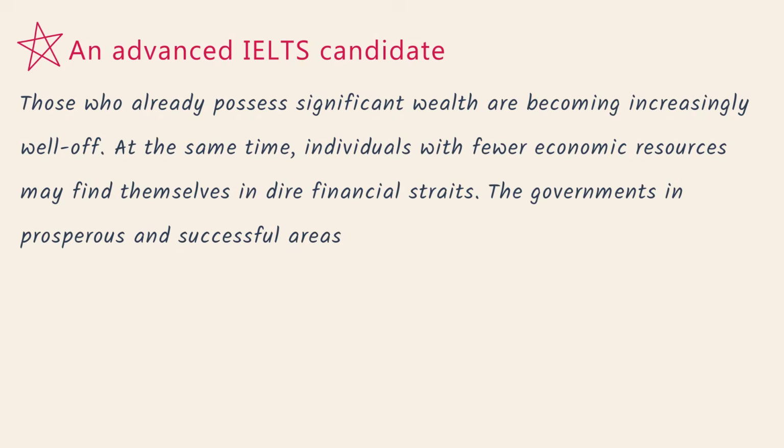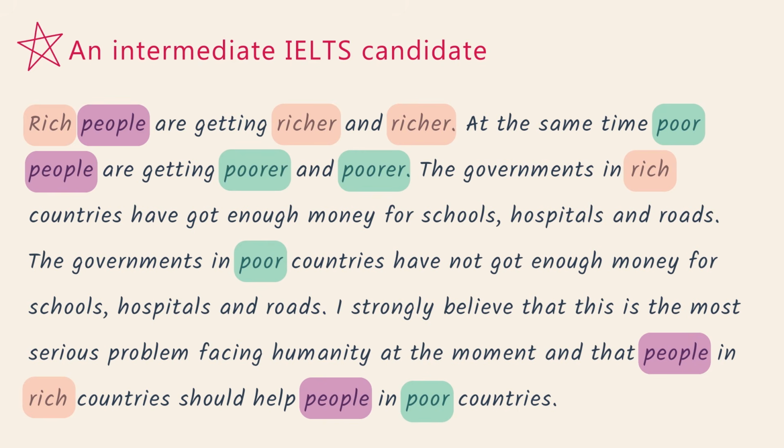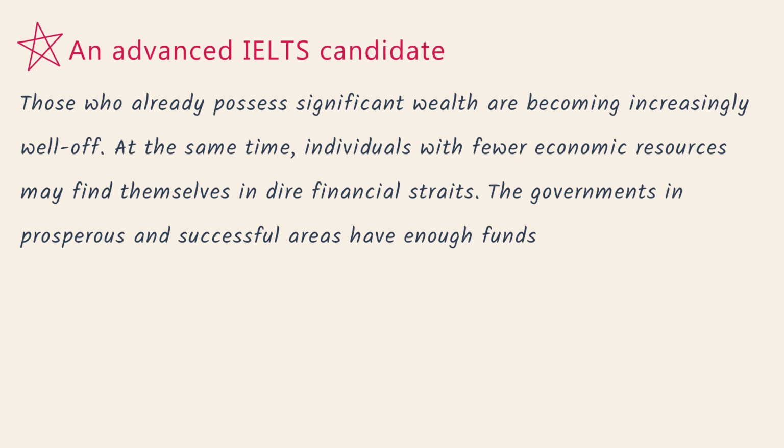After that, we have got enough money for schools, hospitals, and roads. So we can also change this sentence. Have enough funds. So instead of money, we can use the word fund. So this is the sentence: the governments in prosperous and successful areas have enough funds to build schools, hospitals, and roads.